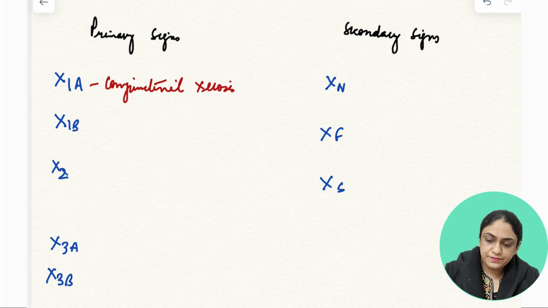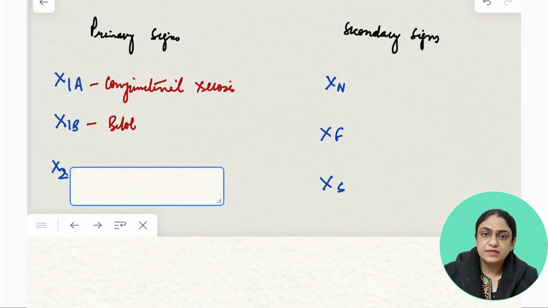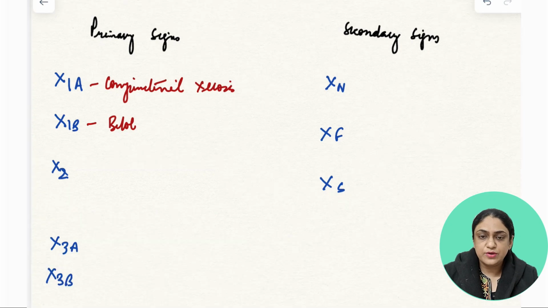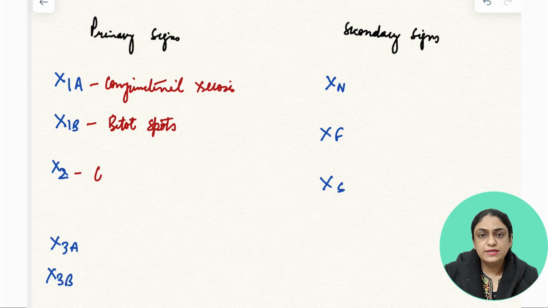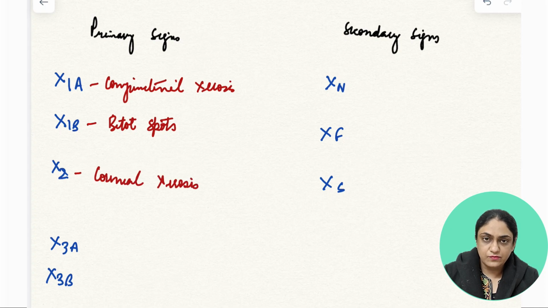So what are these? X1 is conjunctival xerosis. Remember, just now we read that the earliest sign of vitamin A deficiency is conjunctival xerosis. So this one is the first to appear. Then X1B is Bitot spots. Please remember that Bitot spots also occur inside the conjunctiva. So in X1 basically the conjunctiva is getting involved.